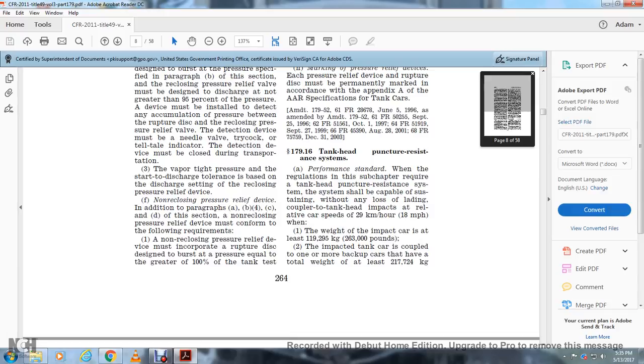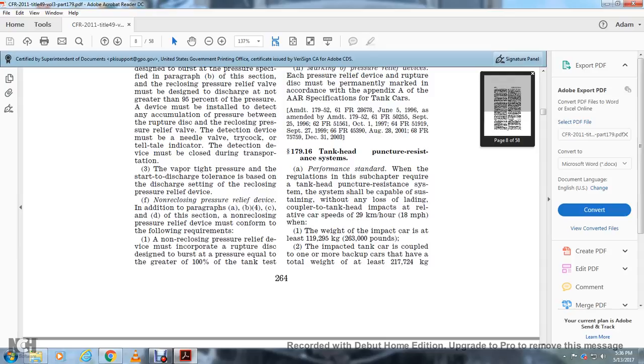179.16 Tank head puncture resistance. Performance standard. When the regulations require a tank head puncture resistance system, the system shall be capable of sustaining, without any loss of lading, a impact of the tank head relative to the car's speed of 29 kilometers per hour or 18 miles per hour.